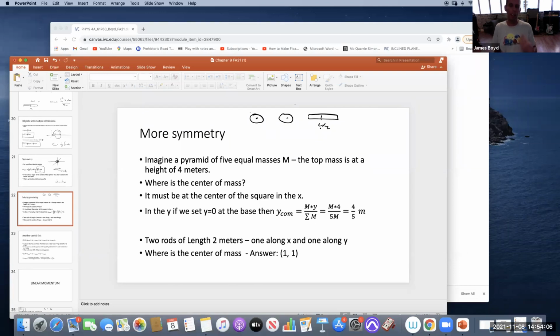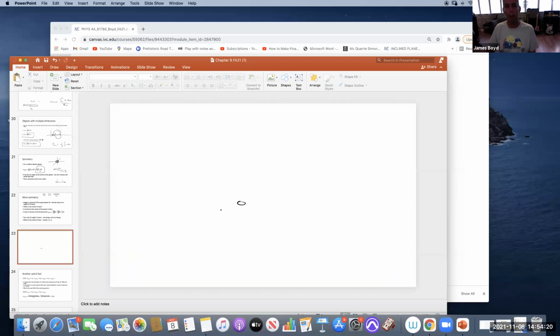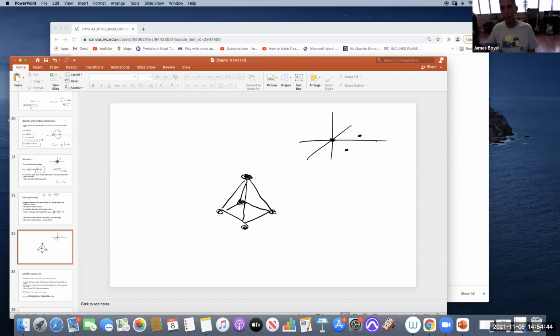But let's talk a little bit about one of the other uses of symmetry. Imagine I give you, as I did in the homework, a pyramid. It's an object that has 5 equal masses in the shape of a pyramid, and I want to know where the center of mass of this pyramid is. Now, let's say that I draw it something like this.